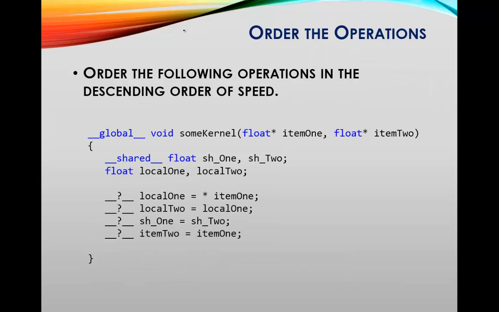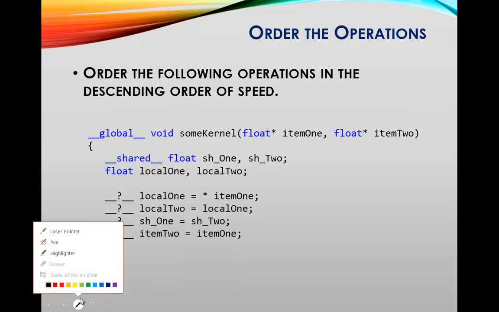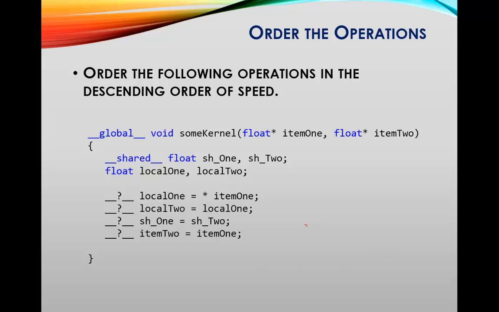Now that being said, let's see if you can think of the speed at which these lines of code will operate. I have a kernel. It's called global, so it's tagged global. It takes 2 pointers to global memory: item 1, a pointer to a location in global memory, and item 2, a pointer to a location in global memory. So these are global.